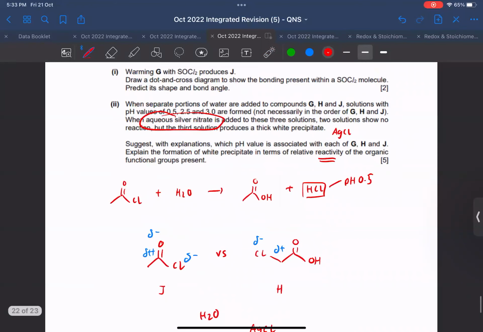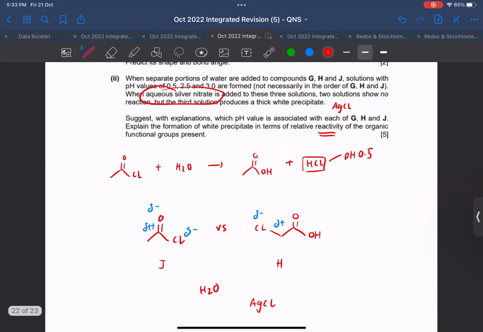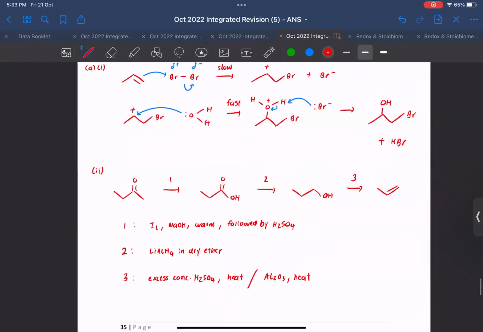So there's two parts to this question. Difficulty-wise, it's not difficult, but it's just that you need to explain a lot. So let's take a look.